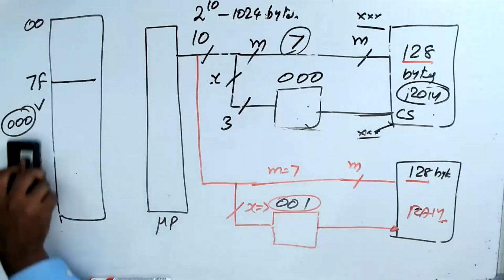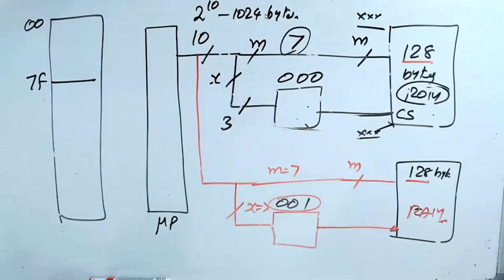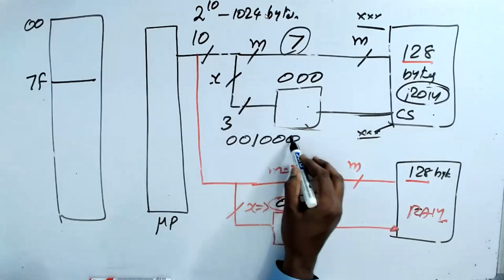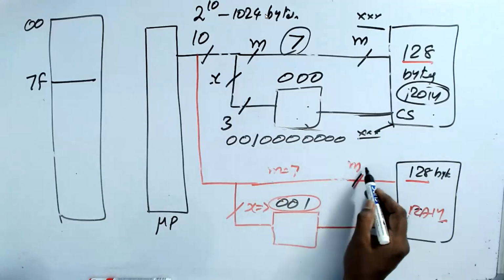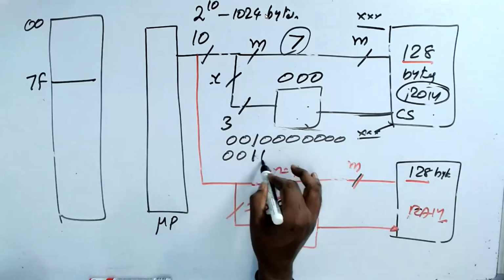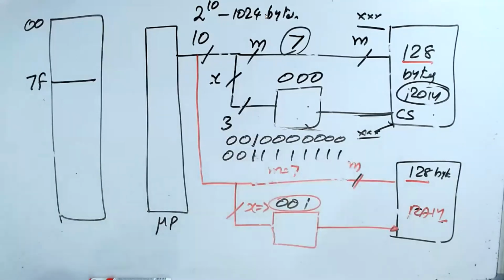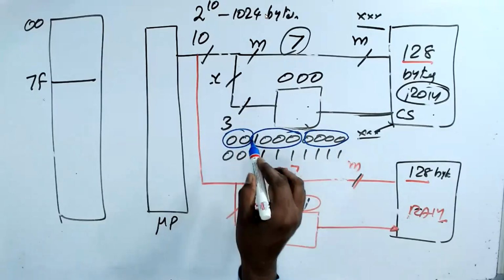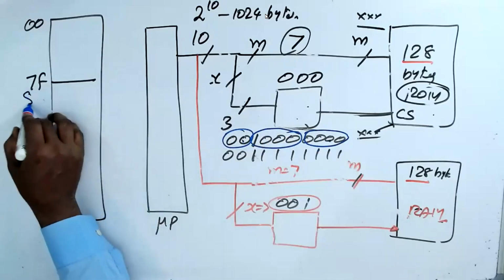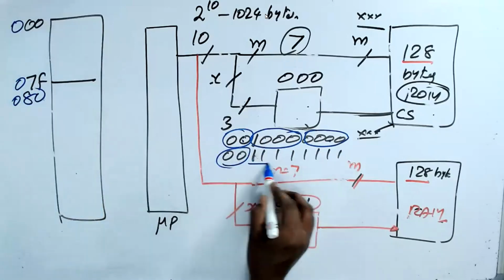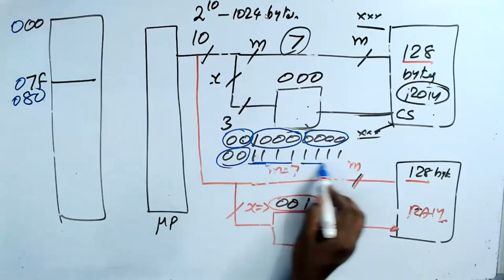Now we find out the address of RAM. So 0 0 1, then how many zeros? 7 zeros, because M is 7. Then the end address is 0 0 1 followed by 7 ones. If you divide them into groups of 4, the starting address is 0 0 8 0, and then the end address is 0 0 F F.